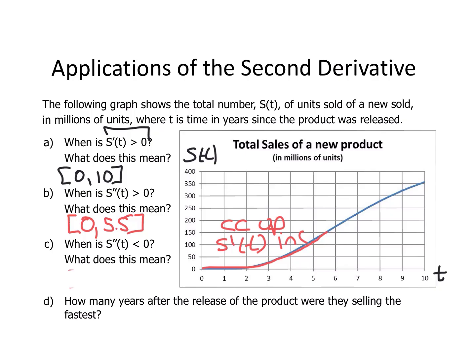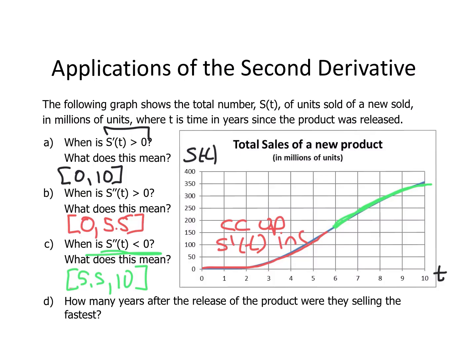Now, the next thing it asks us is, when is the second derivative negative? So where is my curve concave down? In this region, it's concave down. So that is from, say, 5.5 to 10. And in that region, my sales are decelerating. So our sales are slowing.